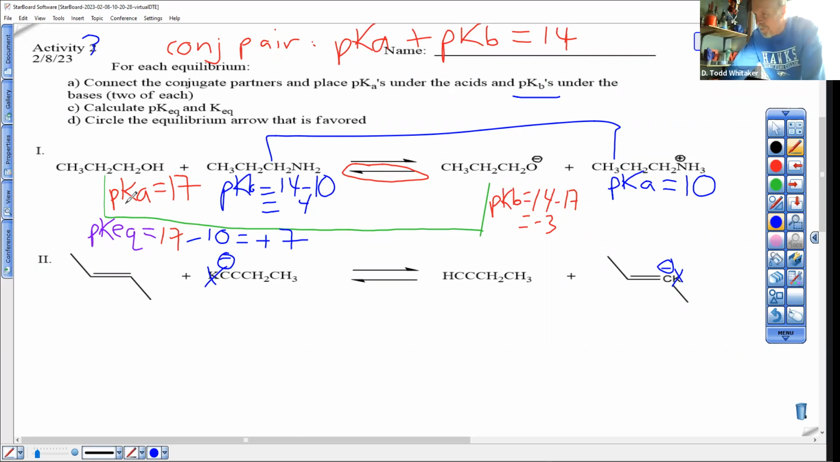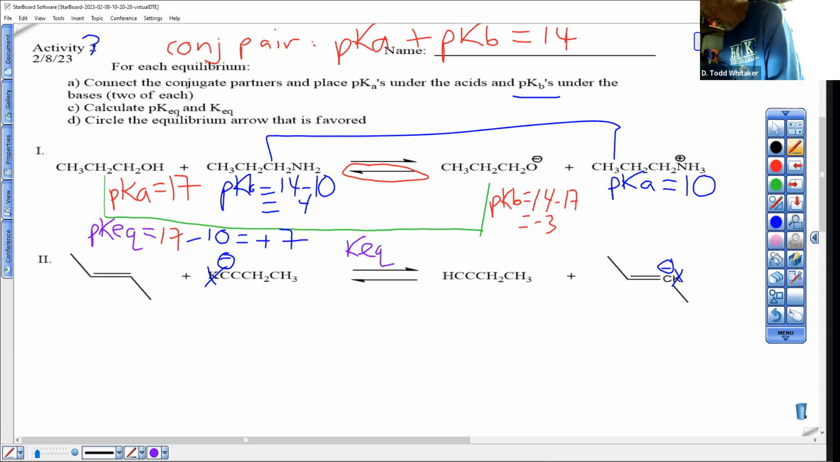Yeah. And once you've done pKeq, which is A minus B, A is the acid on the left. B is the acid on the right. Every time when I do it down here, it's going to be the same. Okay? And that's not hard math. And KEQ, say, I don't know how to do log stuff, Dr. Whitaker. That's okay. You don't have to.